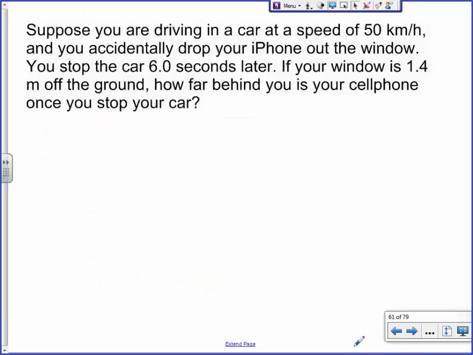Okay, so let's try an example based on this with some math now. So you're in your car, you're going 50K. You accidentally drop your iPhone out the window.